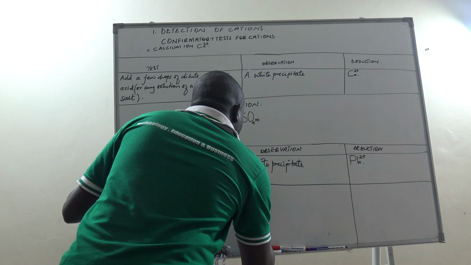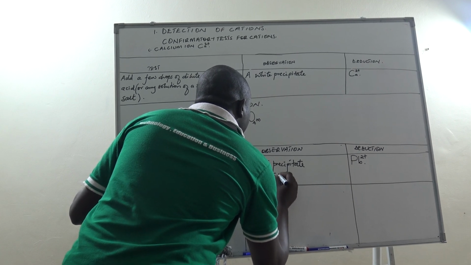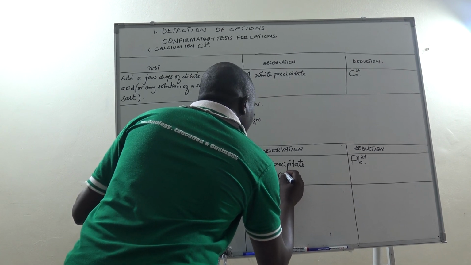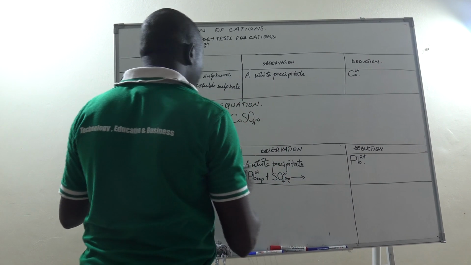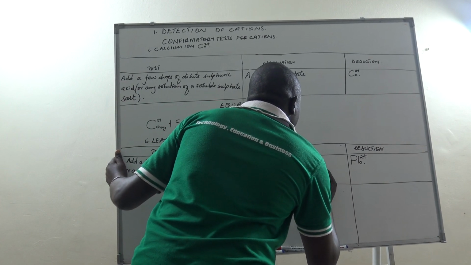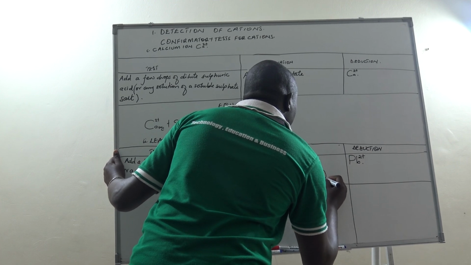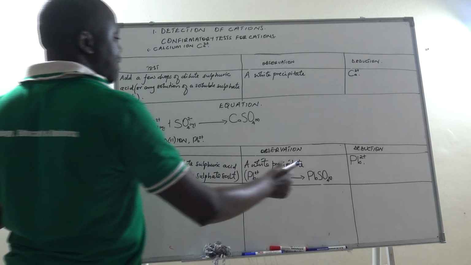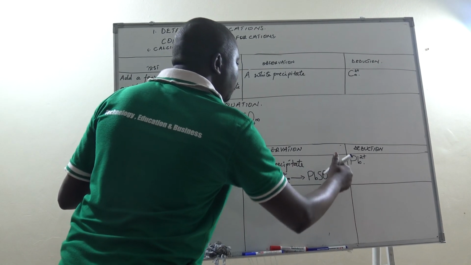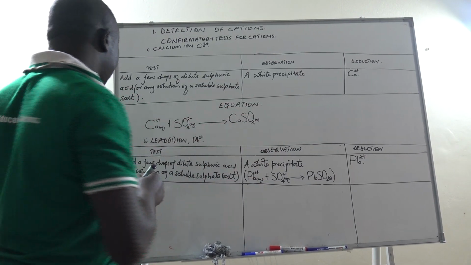So the equation for the reaction here is the lead 2 ion, which is in the solution under test, will combine with the sulfate ion, which is in either the dilute sulfuric acid or in the solution of the soluble sulfate salt, and we get insoluble lead 2 sulfate. This is what we get. So it makes us know that the substance whose solution we are dealing with in this case contains lead 2 ion.